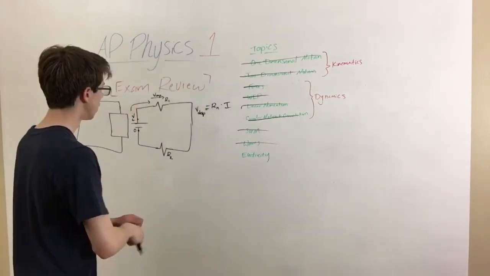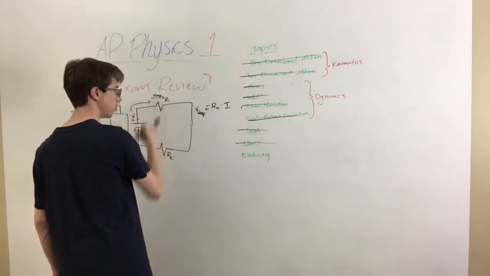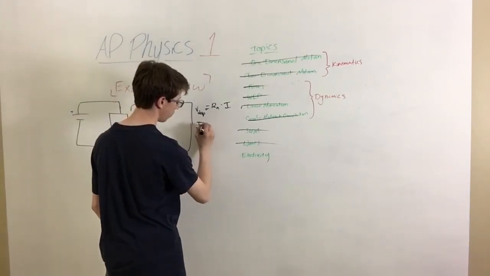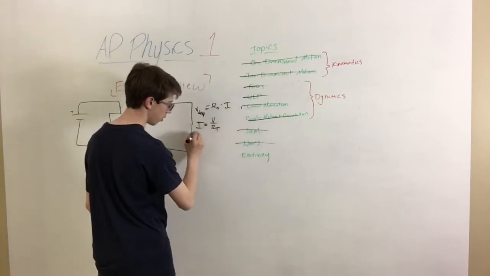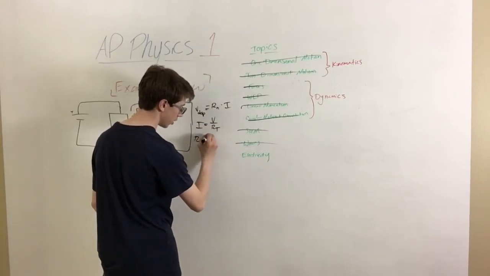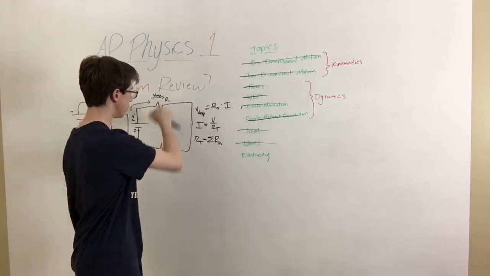and the current is constant. So how do you find the current if you're only given the voltage and the two resistors? Well, you can find the current by doing the voltage divided by the total resistance. And the total resistance for a series circuit is just the sum of the resistance of each resistor in the circuit.